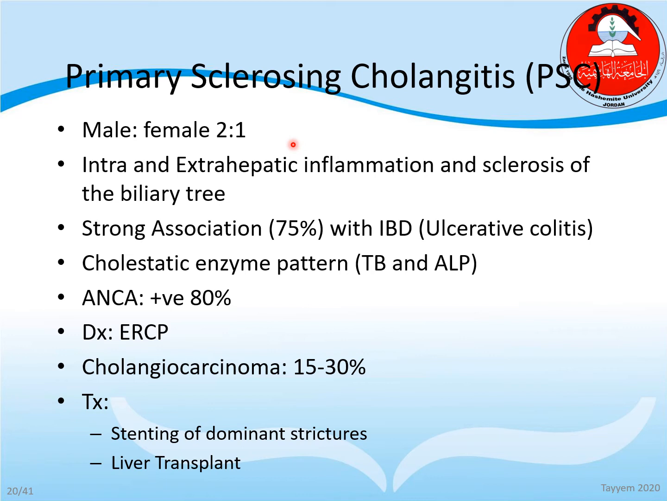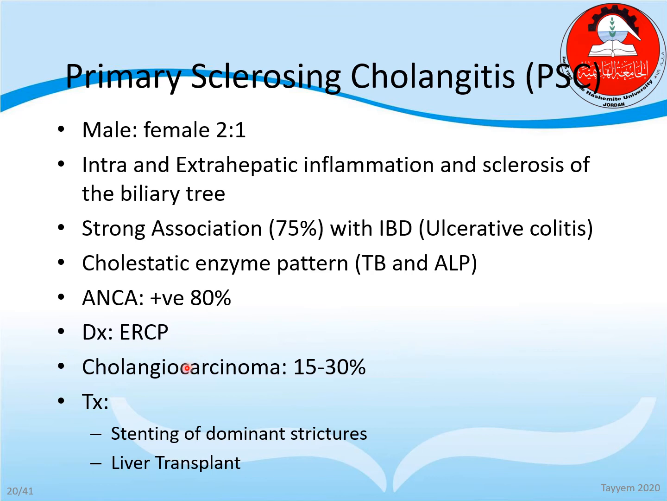The condition affects males predominantly, with a ratio of 2 to 1. There will be intra- and extrahepatic inflammation and sclerosis of the bile ducts. There will be a strong association with inflammatory bowel disease, mainly ulcerative colitis. There will be a cholestatic pattern of jaundice with raised total bilirubin and ALP. ANCA is positive in 80%.